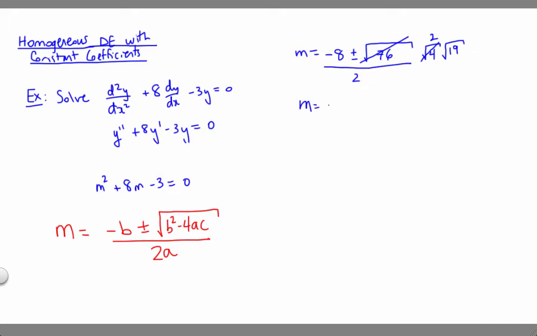Okay, and the reason why that's great is because then we can take this numerator on top and we can divide everything through by 2. So dividing both terms by 2, we get m equals negative 4 plus or minus root 19. So by doing that simplification, we're avoiding fractions in our roots, which is really nice. Okay, so we've now got these two roots. One is negative 4 plus root 19. The other one is negative 4 minus root 19.